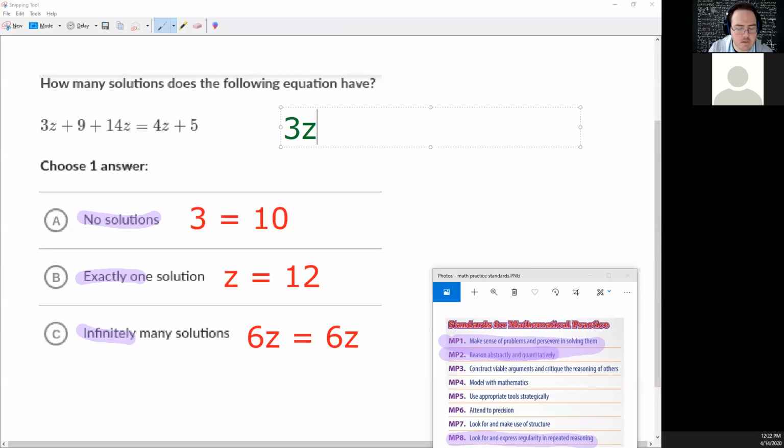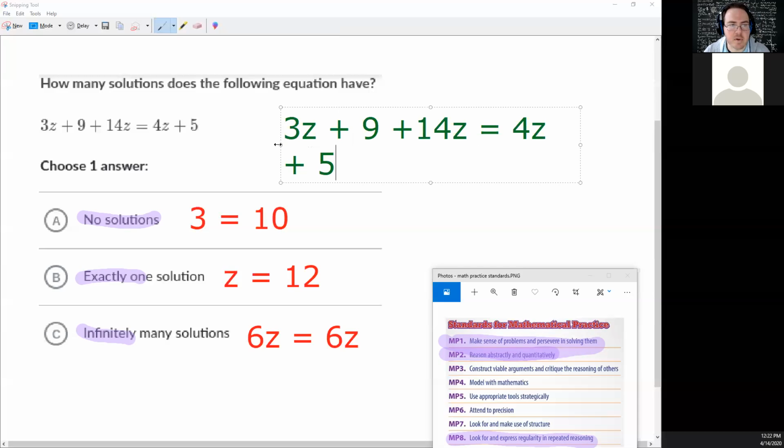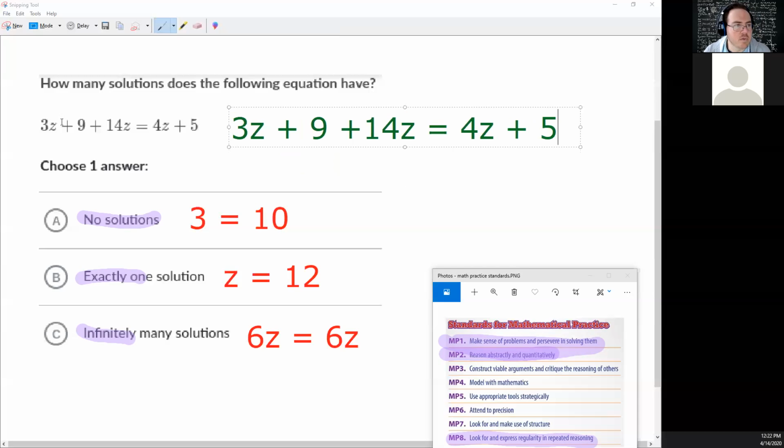So 3z plus 9 plus 14z equals 4z plus 5. First thing, I gotta make sure I typed that out right. The last one, I messed it up. 3z plus 9 plus 14z equals 4z plus 5. Okay, well, hurdle 1 crossed. I wrote down the question correctly.